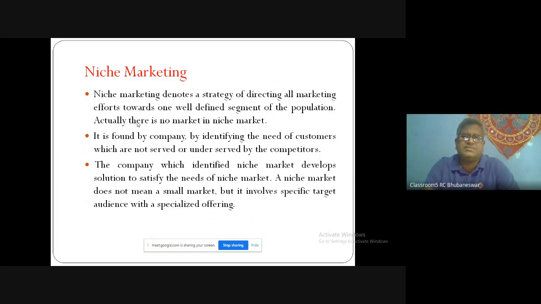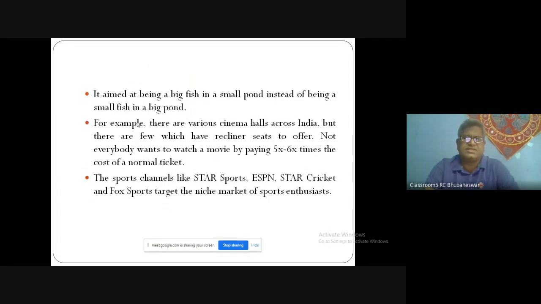Another marketing is niche marketing. It means you identify the needs of customers who are underserved by the competitors. Niche marketing means a small market, a specific target audience, and specialized offerings. Nowadays, every company focuses on a niche marketing strategy. For example, in sports channels like Star Sports, ESPN, Star Cricket, there are some specific sports under the sports channel. Under Fox Sports, there are some other channels also.